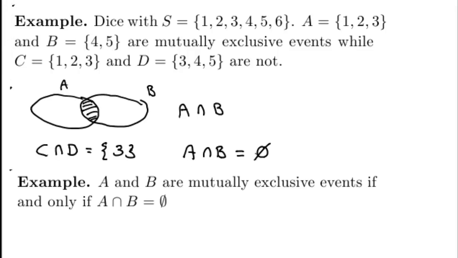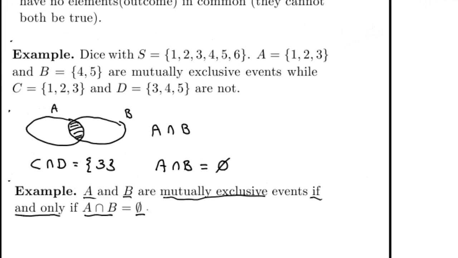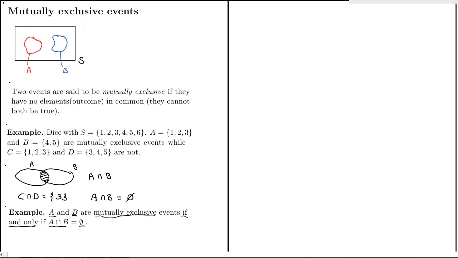So we can see that the following is true. A and B are mutually exclusive if and only if their intersection is empty. If they're mutually exclusive, the intersection must be empty, and vice versa. If the intersection is empty, then we call them mutually exclusive.